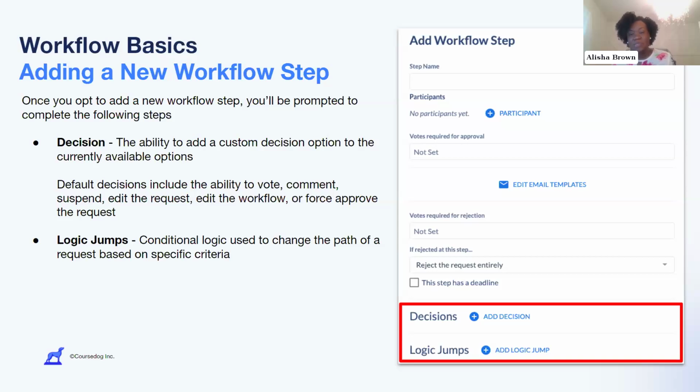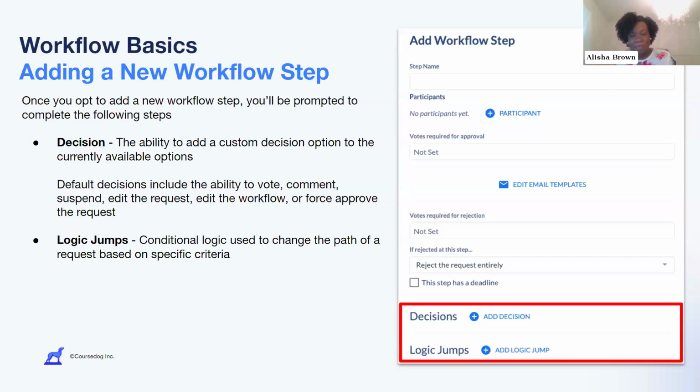There may also be cases where additional action is warranted, and that's where this custom decision comes into play. You can create your own decision. So rather than having them approve the request, you can have them recommend approval or recommend rejection or add a specific type of comment.